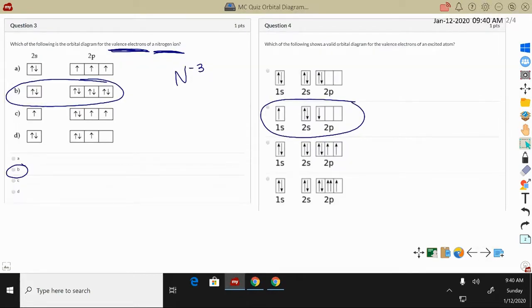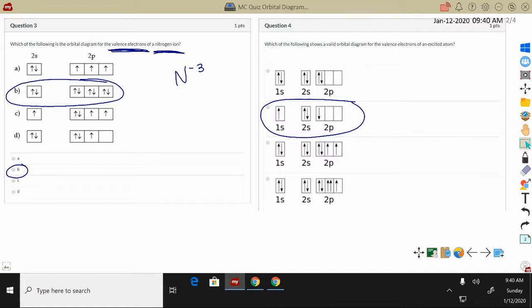Question 3 is showing the valence electrons of the nitrogen ion. If they're asking about an electron configuration or an orbital diagram for an ion, you have to take into consideration the charge. So as a -3 ion, nitrogen gains 3 electrons, and all orbitals are full.